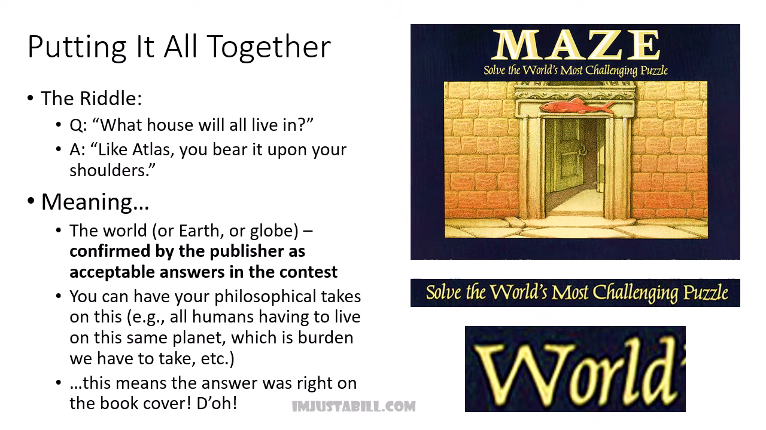Now, here's an interesting thing that some fans have pointed out. World is one of the acceptable answers to the riddle. And if we look on the front cover of the book, this book, Maze, with its impossible puzzles of trying to find the riddle and then trying to find the answer to it and then what that answer means, world was one of the acceptable answers. And look at that. The word world is right on the front cover. That whole time. Go figure.